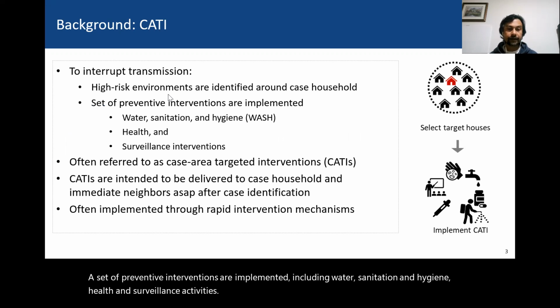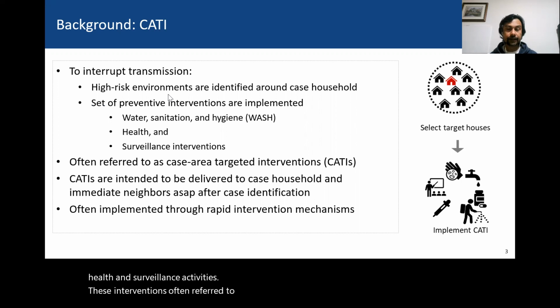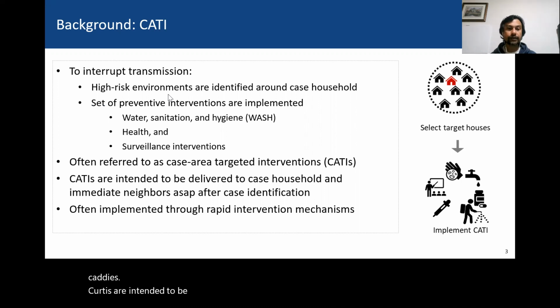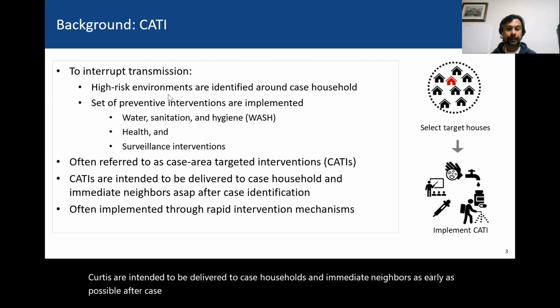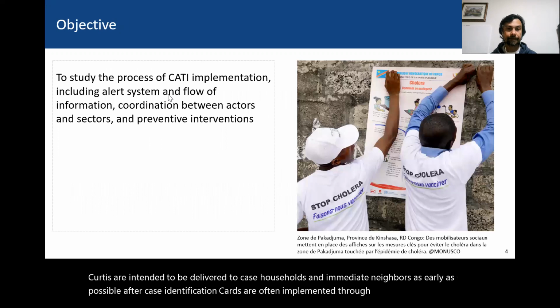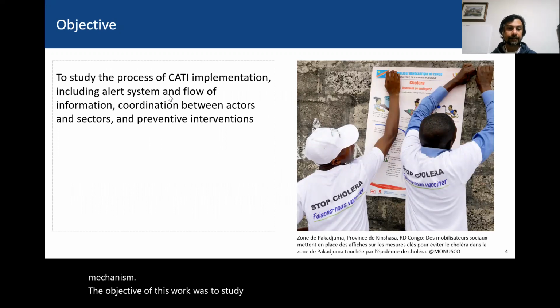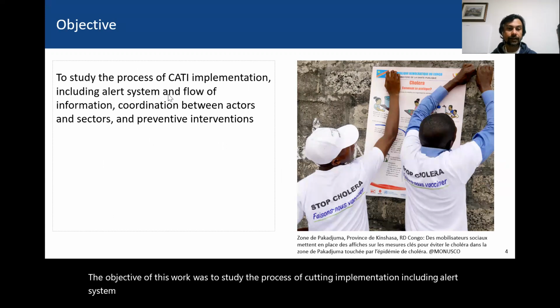These interventions are often referred to as CATI interventions, case area targeted interventions, or CATIs. CATIs are intended to be delivered to case households and immediate neighbors as early as possible after case identification. CATIs are often implemented through a rapid response mechanism. The objective of this work was to study the process of CATI implementation, including the alert system and flow of information, coordination between actors and sectors, and preventive interventions.